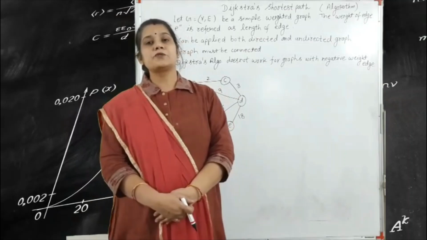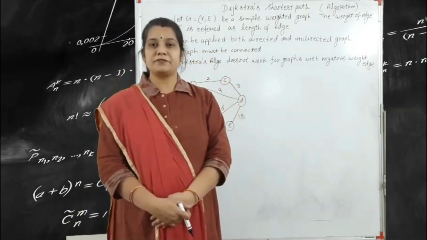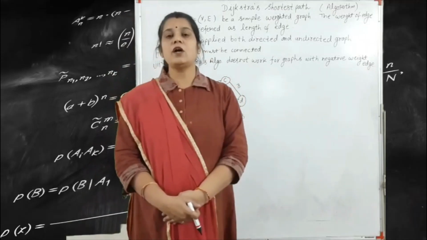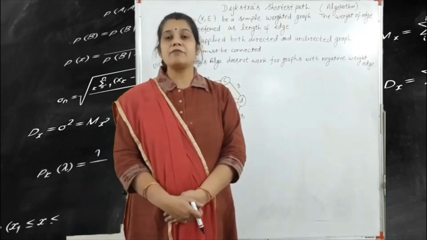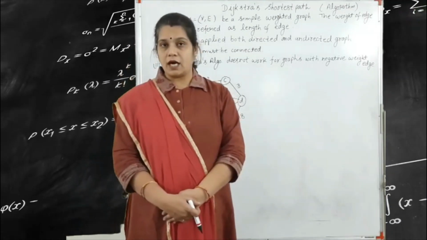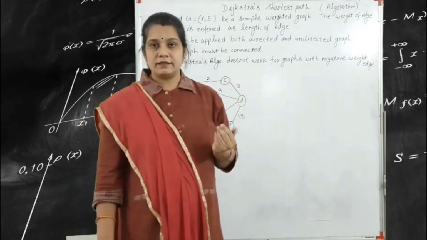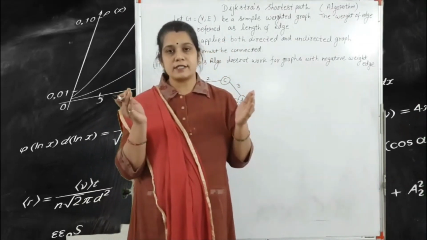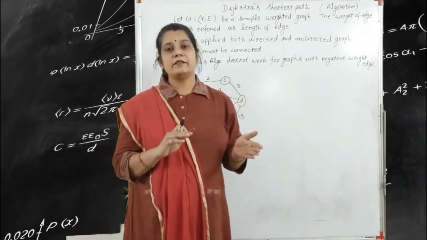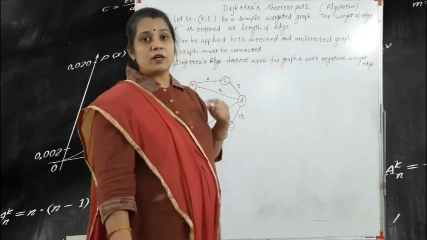Good morning everyone. Today I am going to take a lecture on discrete mathematics, chapter number 8, graph theory. We have already seen in our previous lecture the definition of the graph and the different types of graph. Next is the Dijkstra shortest path. That means if we are given a graph, how do we find the shortest path from its starting node to the ending node? So what is the Dijkstra algorithm?